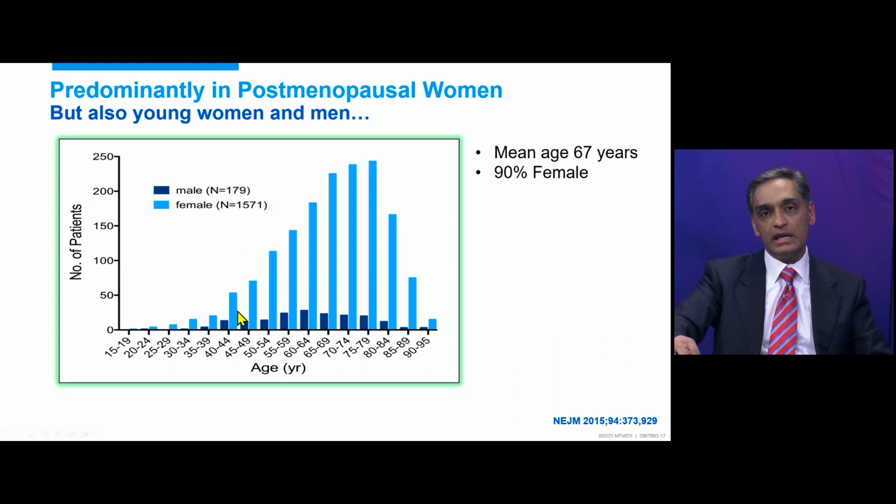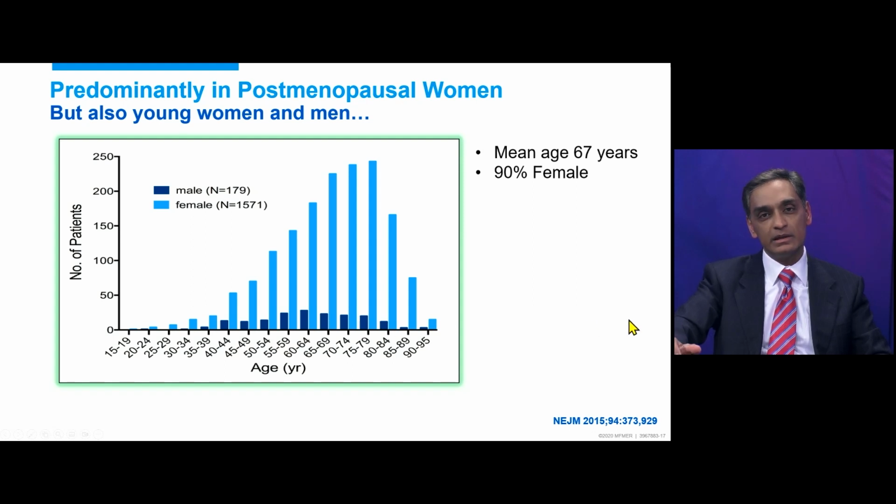Let me show you some data from this paper. They showed the age distribution. I think we had recognized this, but they had just done a very nice job of showing this in a figure. In women, the peak decade is in their 70s, whereas in men, shown here in dark blue, the peak decade is in their 60s.